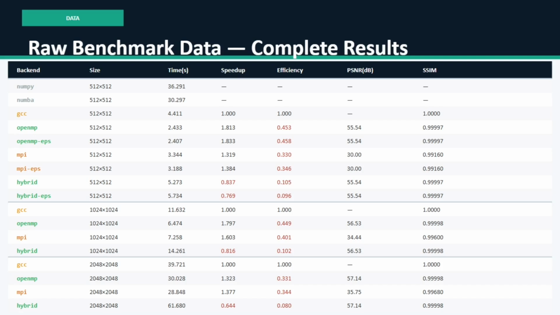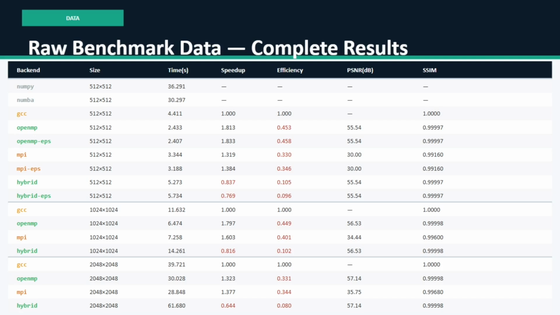And here we have the raw data table, which we discussed in the previous presentation which we gave before this one, that we would record different performance metrics. So these are those metrics which we have recorded in detail. This table records every image size, every metric, and every backend. The red numbers indicate that it is slower than the sequential one.